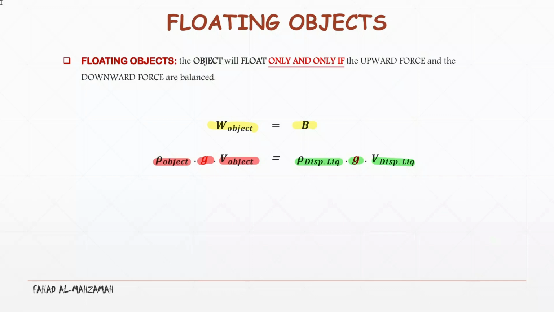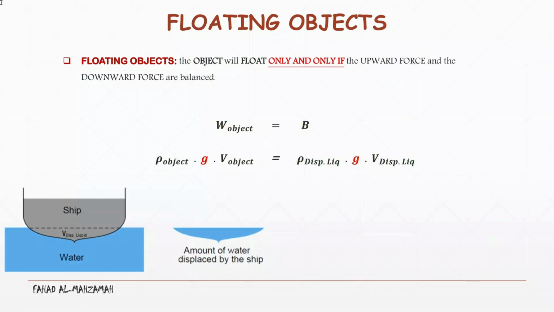Let's take an example. Suppose that this ship is floating in water. Now this ship has displaced this amount of liquid. This is the amount which is under the water, so it will displace the same amount of liquid. So this is exactly the volume of the displaced liquid. Now what we said is that the weight of this displaced liquid is exactly the buoyant force.